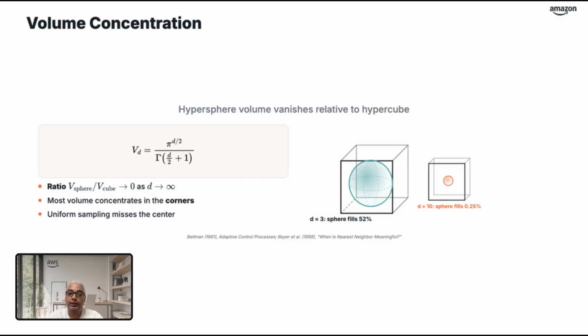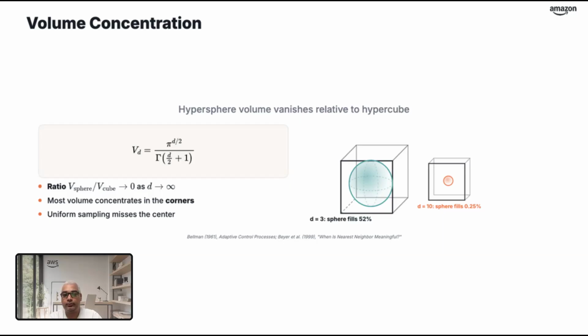And as we increase the number of dimensions, the volume of the sphere relative to the cube does not only decrease, it collapses to zero exponentially fast. By the time we reach 10 dimensions, the sphere occupies only 1/4 of 1% of the cube's volume, like 0.25%.